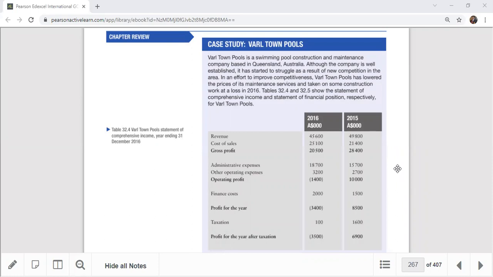Right, and this is a case study. Varl Town PLC. Varl Town is a pool, right? Swimming pool construction company. Varl Town Pool is a swimming pool construction and maintenance company based in Queensland, Australia.